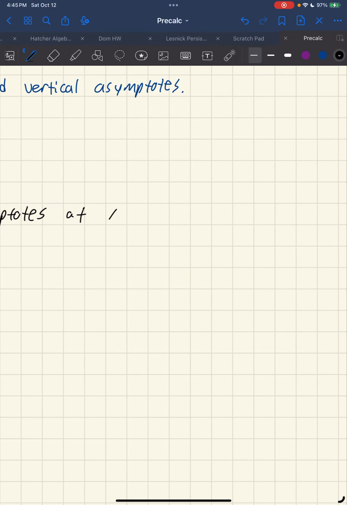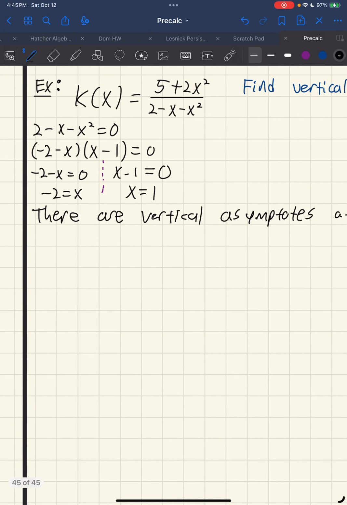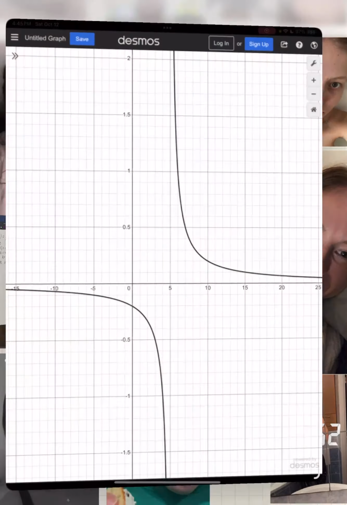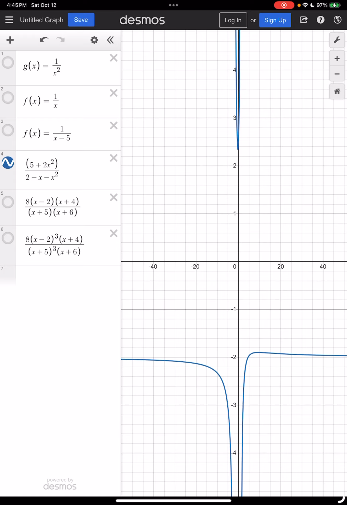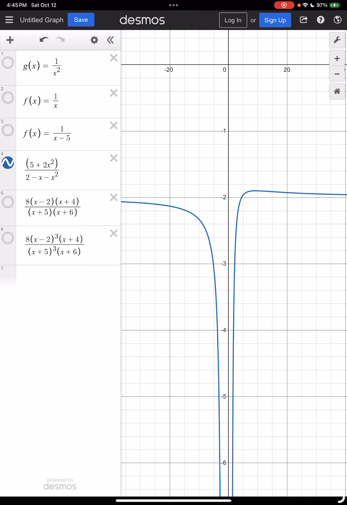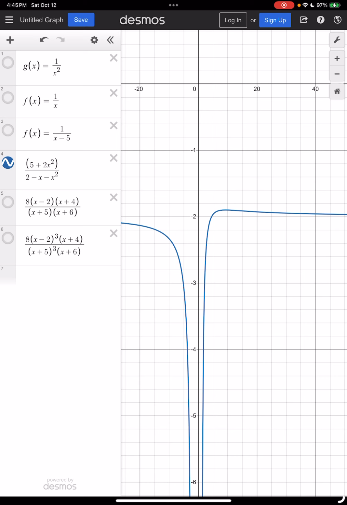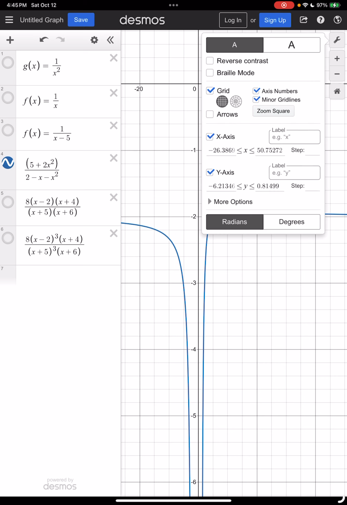At x equals negative 2 and x equals 1. Let's see if we actually see that. Turn that off, turn this function on. Might have to zoom out a bit. Oh, because of the axes being screwed up. Oh, wait, I can manipulate the axes here, actually. How do I do that?